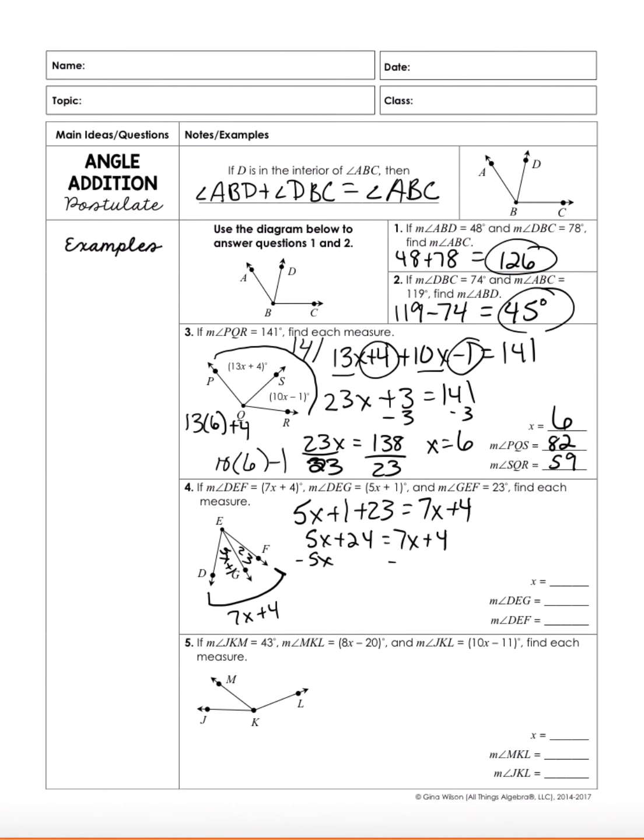Subtract 5x from both sides. 24 equals 2x plus 4. Subtract 4. 20 equals 2x. Divide by 2. X equals 10. So now let's plug in what we didn't know. DEG, that's 5 times 10 plus 1. That's going to be 51. And for DEF, that's 7 times 10 plus 4, which is 74.